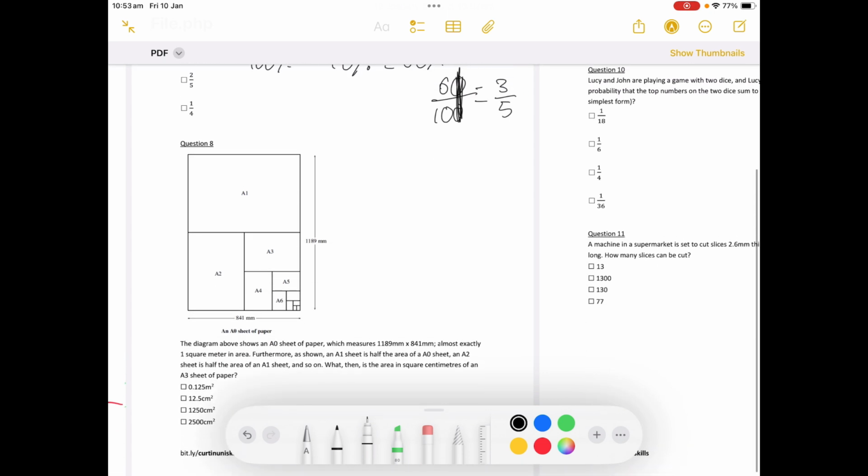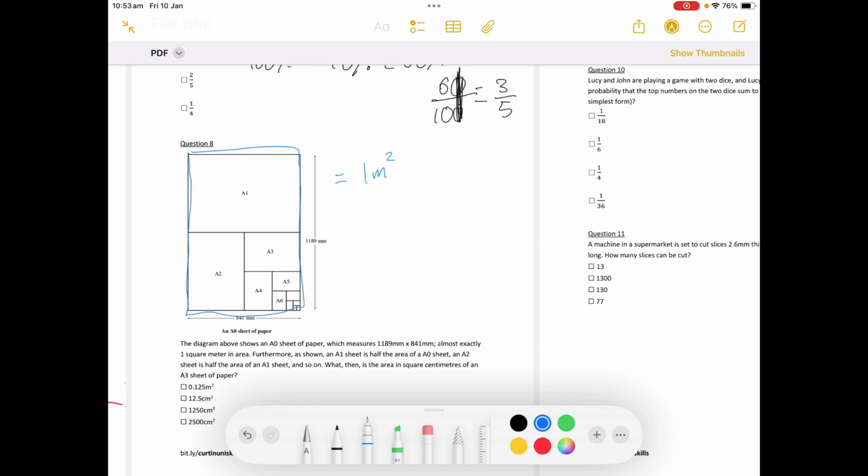Right. Question 8. The diagram above shows an A0 sheet of paper, and it's got some measurements, and it's almost exactly 1 square meter in area. Right. And then it's talking about the other sheets of paper. And what's my question asking? Alright, what is the area in square centimeters of an A3 sheet of paper? Alright, so let's have a think. I've got my A0, that's my original piece of paper, so this whole entire thing here, that's going to be approximately 1 square meter in area.